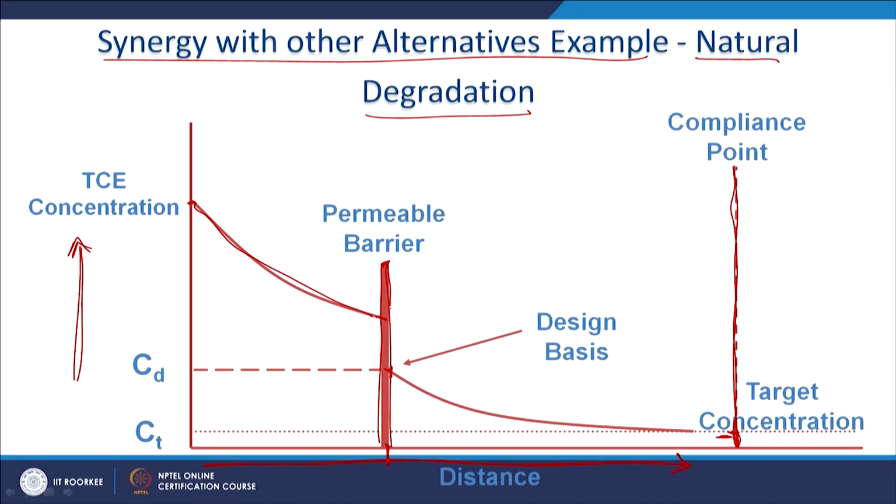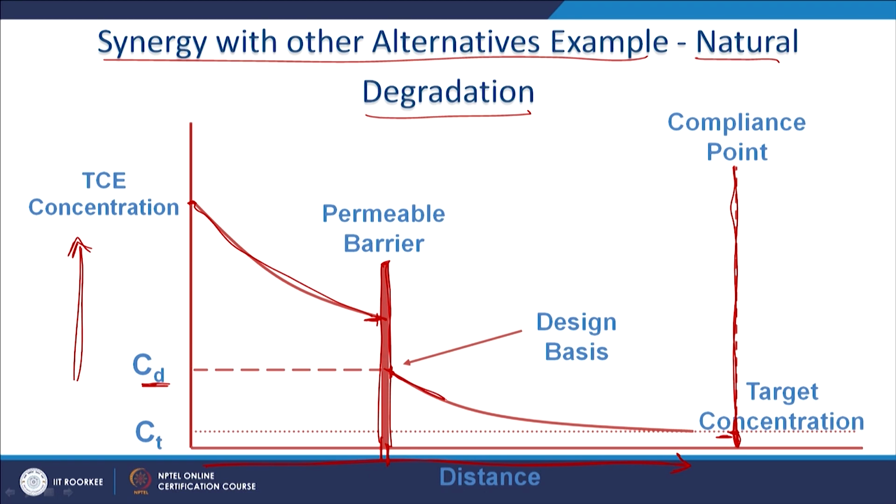I can augment this particular natural attenuation by putting in a PRB. As you see here, the influent water at this particular point, or in this distance, is at a relatively high concentration. After the PRB, again, it comes down to the relevant design value, let us say, and how do I come up with this design basis?